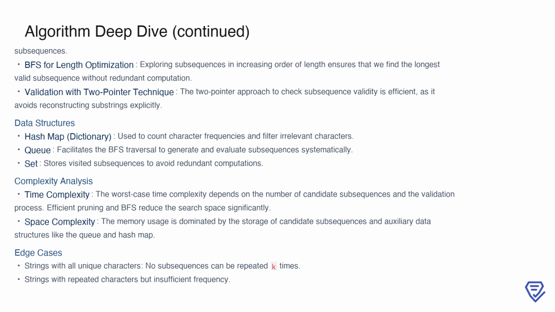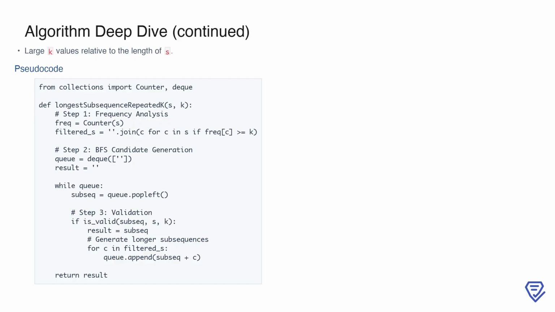Lastly, it's important to handle edge cases, such as strings where all characters are unique or repeated characters lack sufficient frequency to meet the k requirement. Another edge case to consider is when the value of k is very large relative to the length of the string s. In such cases, it may become impossible to form any valid subsequence repeated k times, and the algorithm should handle this gracefully by returning an empty string if no valid subsequences are found.